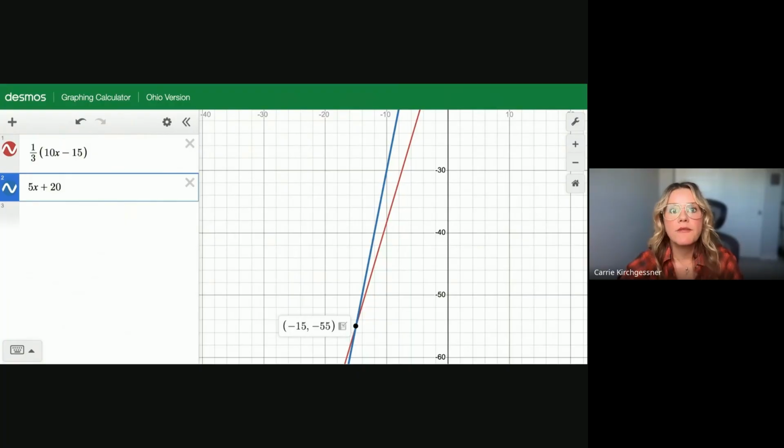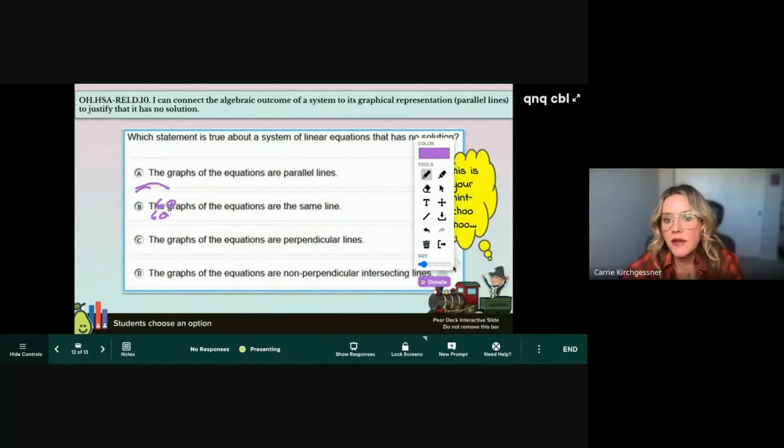I'm going to move on to this next one because it's already 11:25. Oh my goodness gracious. All right. So this one's going to be fast though.